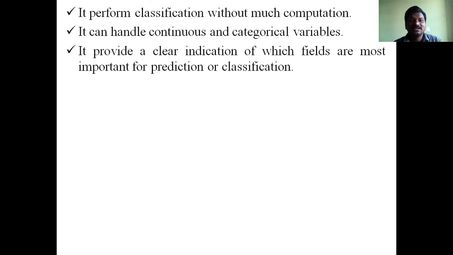The decision tree performs classification without much computation. You are not performing any calculation on a decision tree. You are generating the different branches and different internal nodes. How can you predict the internal node? Which node do you use first?